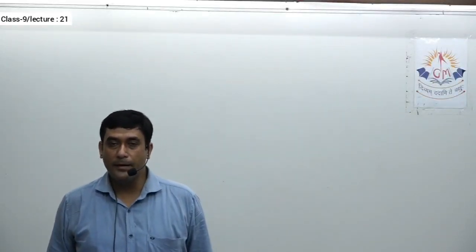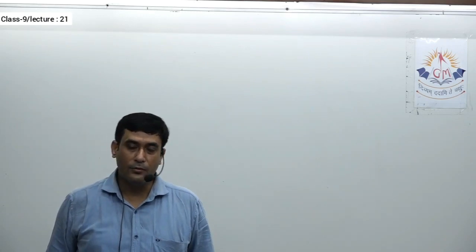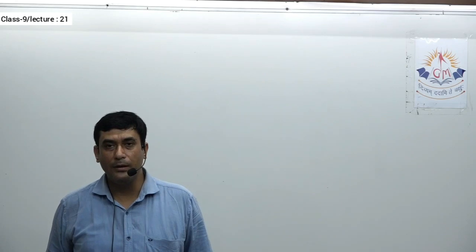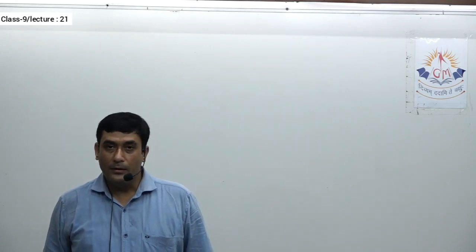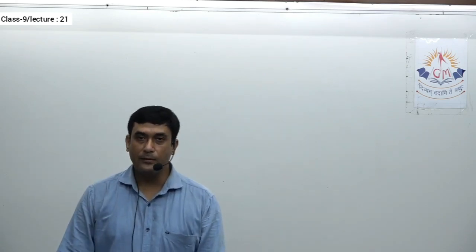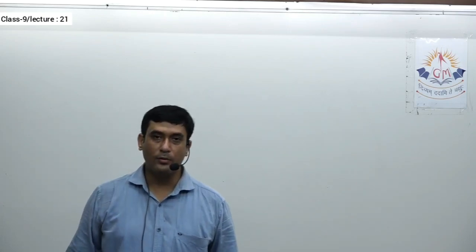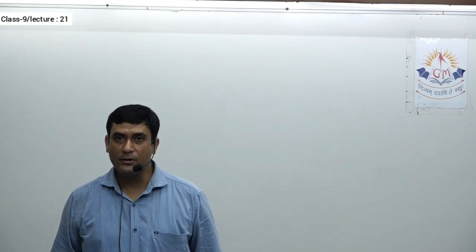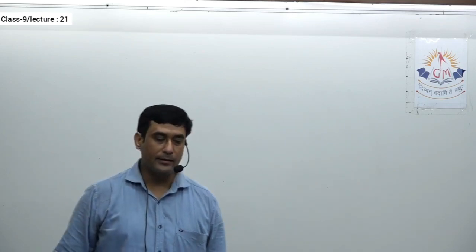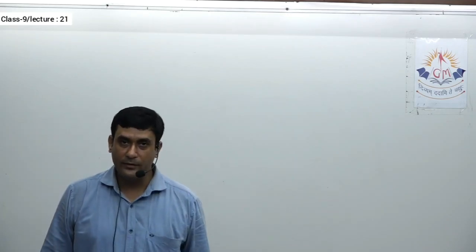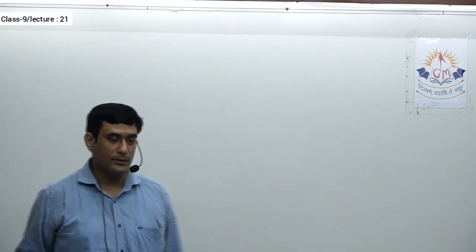Hello friends, in the last lecture we saw the questions based on the identity of (a plus b) whole square. Now in this lecture we'll see questions based on the identity (a plus b plus c) whole square. So before we move to the questions, let us revise that identity first. That identity we discussed in the very first lecture of this chapter.